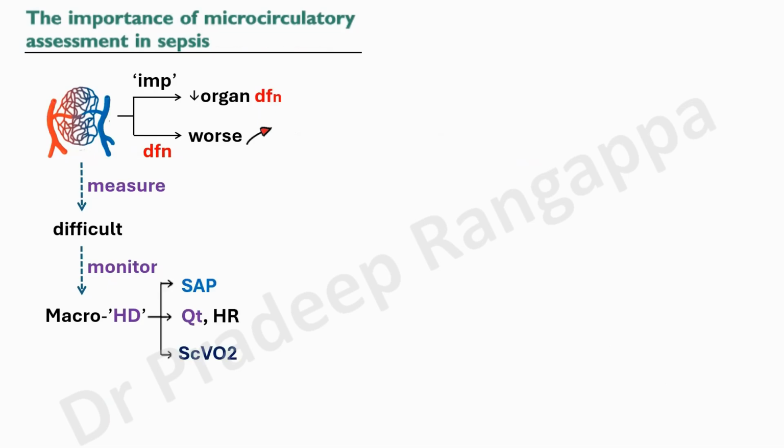So what do we look at in macro hemodynamics? We look at systemic arterial pressure, cardiac output, heart rate, and mixed venous saturation as tools to determine, and we try to convince ourselves that yes, macrohemodynamics are good, that's why microcirculation also is good, which is not that true.